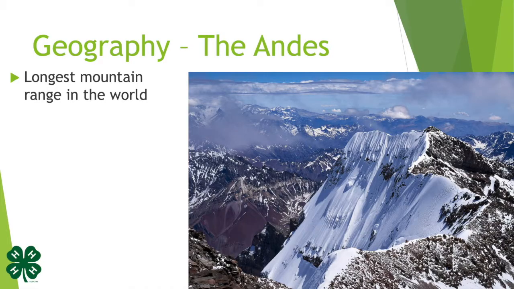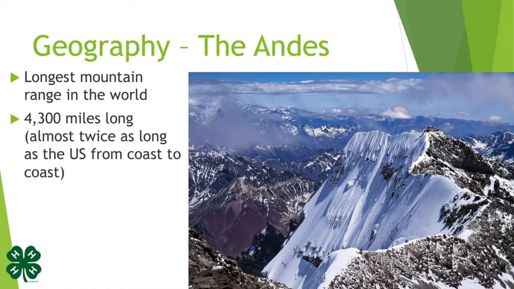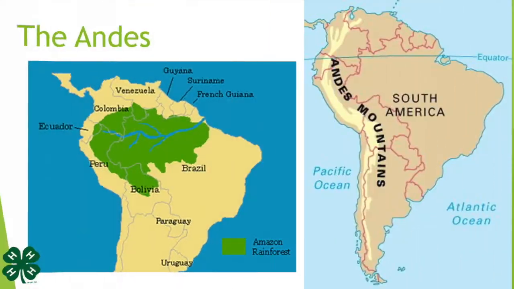The Andes are the largest mountain range in the world. They're over 4,000 miles long, almost twice as long as the U.S. is from the east coast all the way to the west coast. In the photo on the right side, you'll see the Andes are the lighter color yellow or khaki, and they extend through the entire western half of South America.